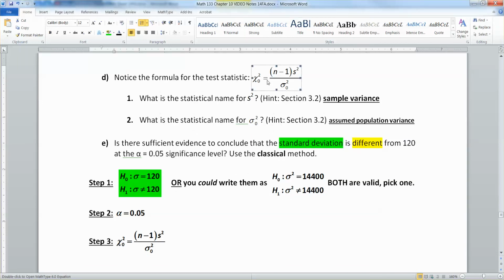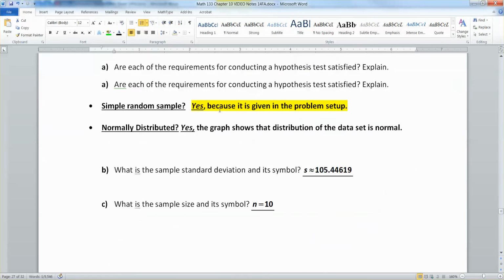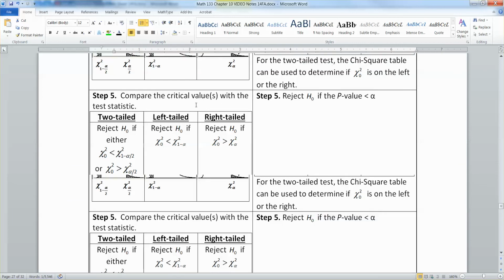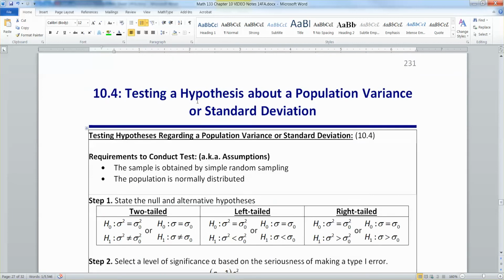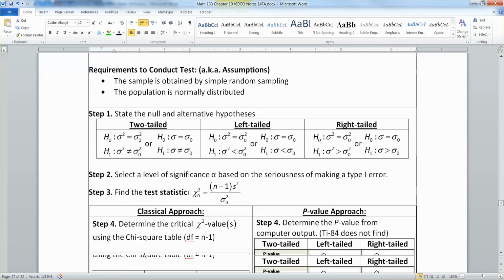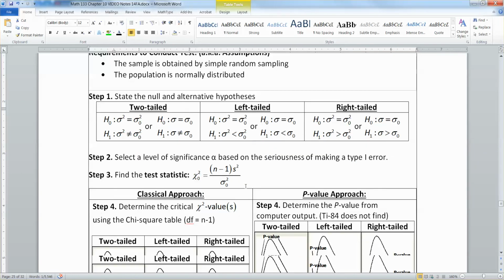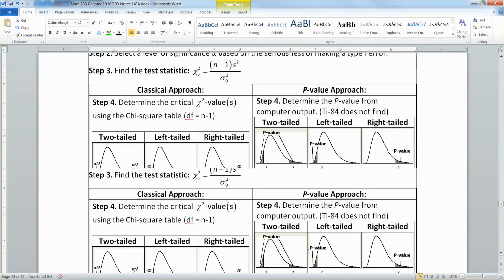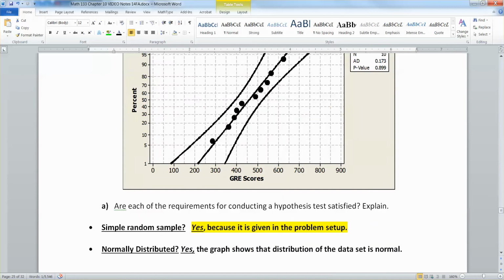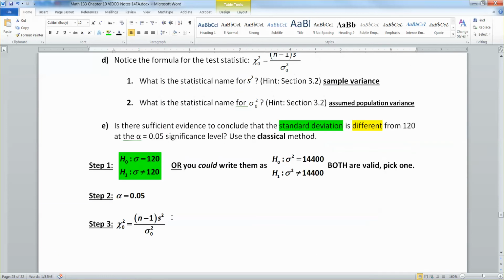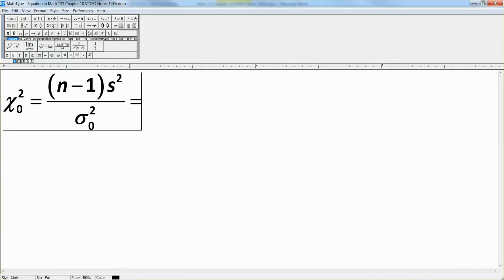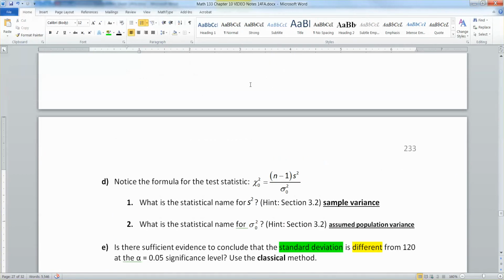All right, there's the formula for the test statistic. It comes right out of step 3 when you look at the formula. Right here, step 3, right there. Okay, so we're going to have to put all the values we know right into the formula. All right, so n we know is 10. So this will be 10 take away 1. S squared we know is, oh no, what was that number?